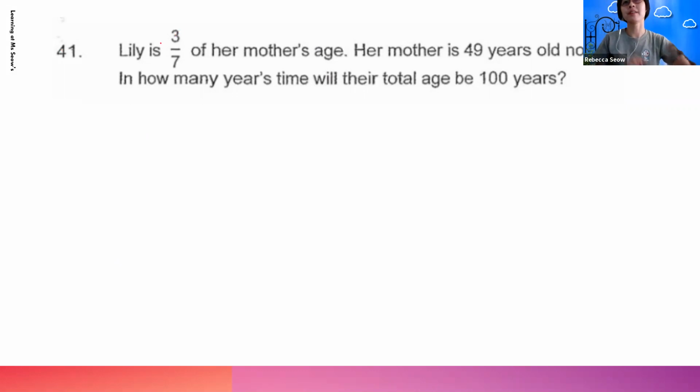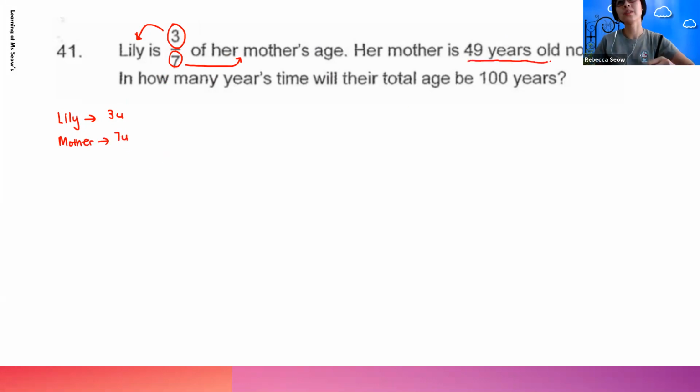Okay, now when you have 2 people mentioned here, or 2 different types of things that are mentioned, and you have one as a fraction of the other, the numerator usually refers to the first item, the first person, and the denominator will refer to the second. So in this case, for Lily's age, we would say that it is 3 units, and her mother's age is represented by 7 units. Okay, and her mother is 49 years old now.